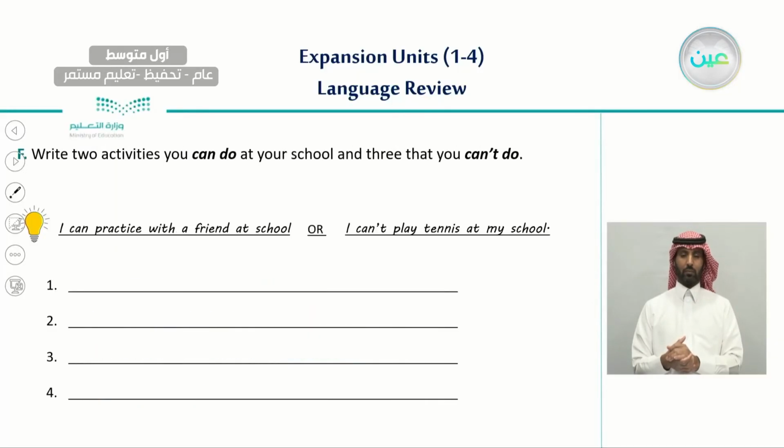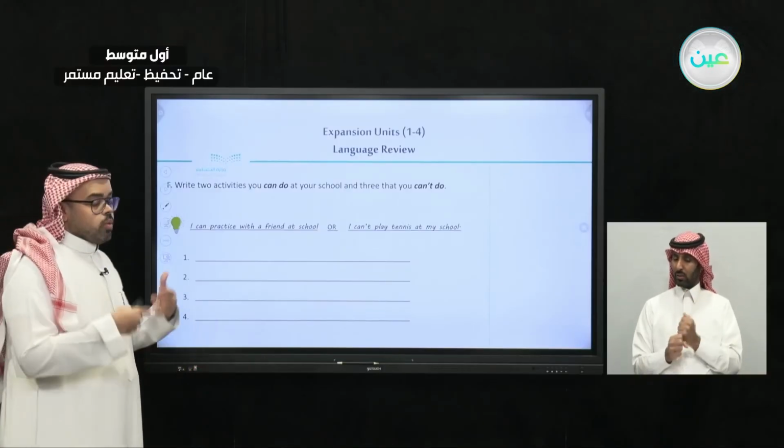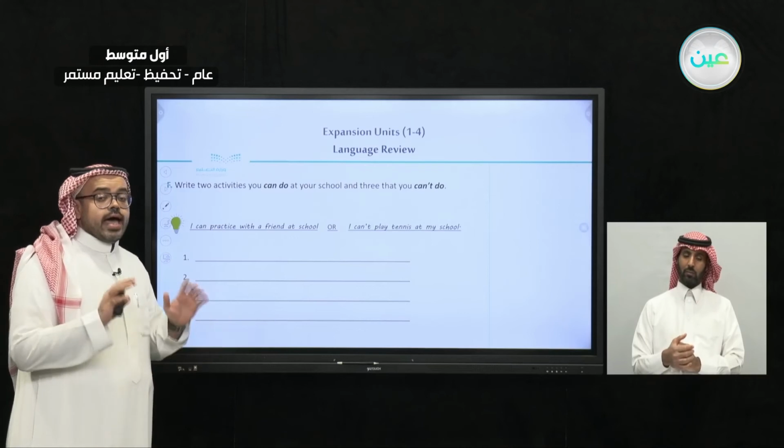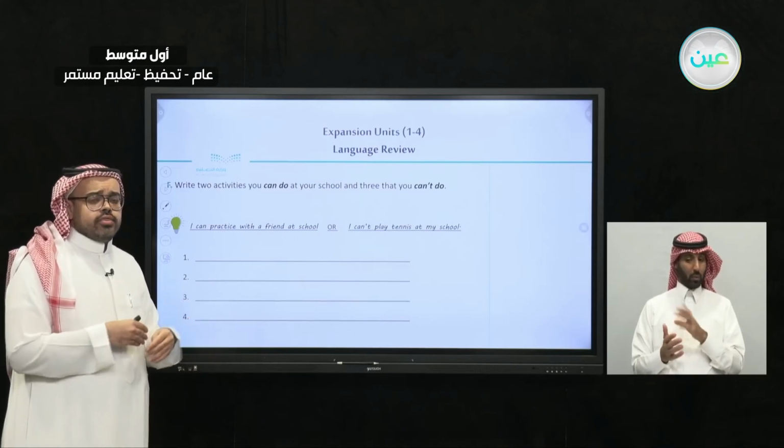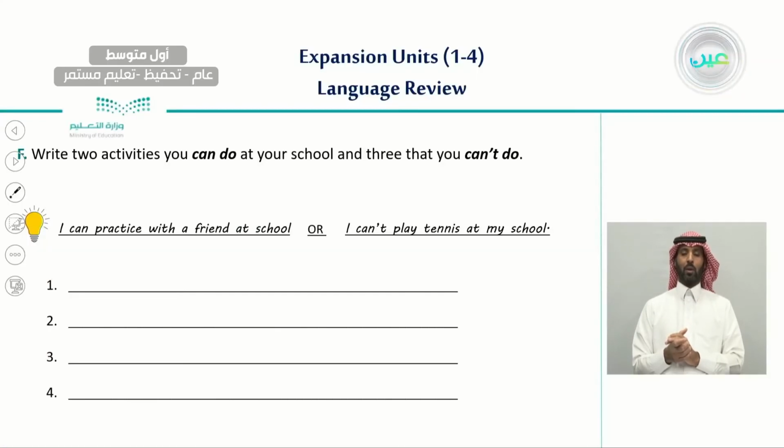Now, the last exercise we have for today is: write 2 activities you can do at your school and 3 that you cannot do. So you can write down the activities that you can do and 3 or 1 activities that you cannot do at your school. So here we can think as many activities as we would like. Here we have an example.